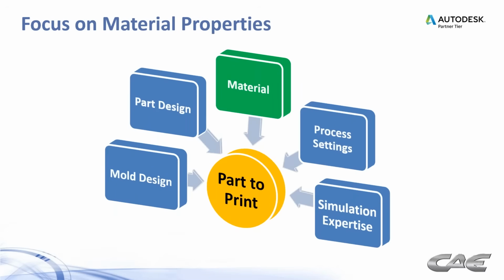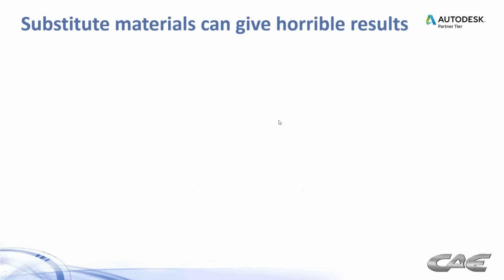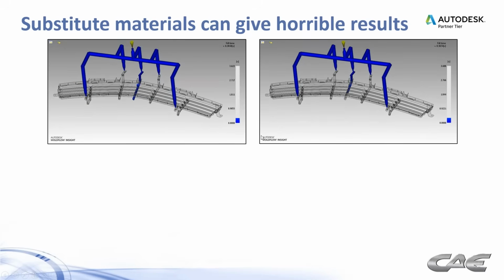So that's part design. Next focus is on material. Now, most of the time, you're not going to be able to change your material. It is what it is. But I want to emphasize how important material properties are to Moldflow prediction. So my statement here really rings true, and I've run many examples where substituting material can get you in a lot of trouble. It can give you bad results. It's all about garbage in, garbage out when you're doing simulation work.